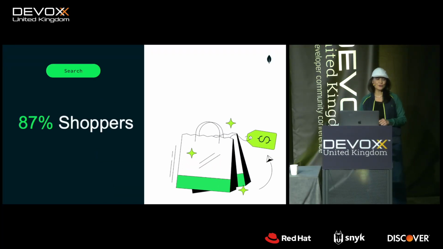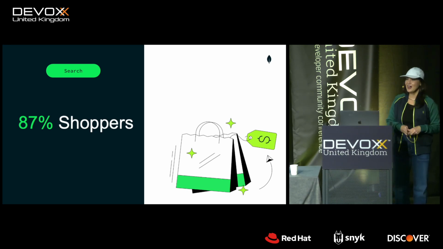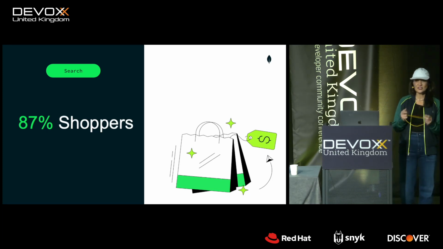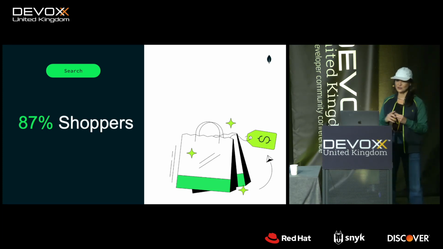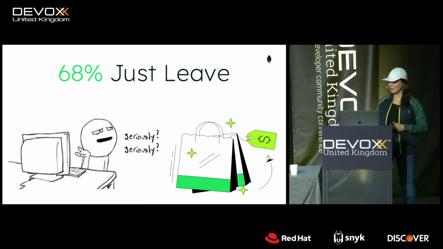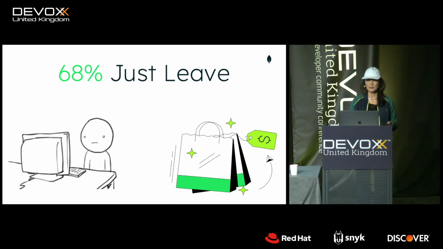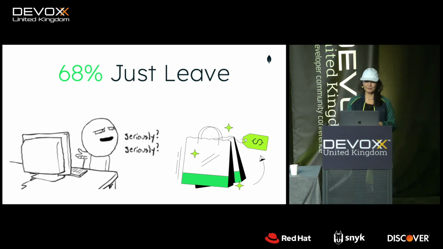If you have users and you have data, you need your users to access your data. Salesforce says that 87% of shoppers start their search journey in a search bar. And Forrester says that 68% of those shoppers will leave and not come back to the site if it's a poor experience. So you need to get this right.